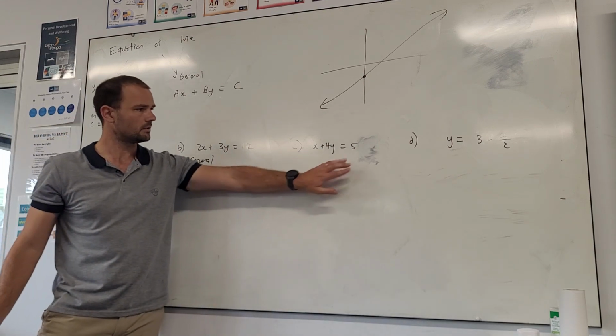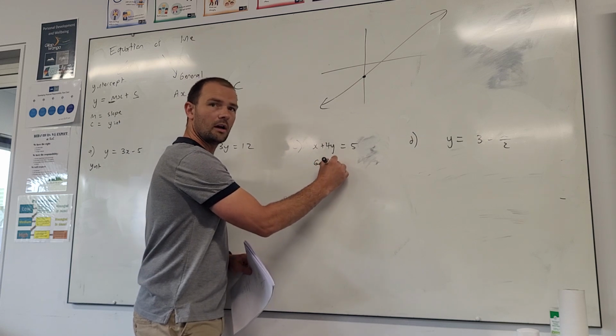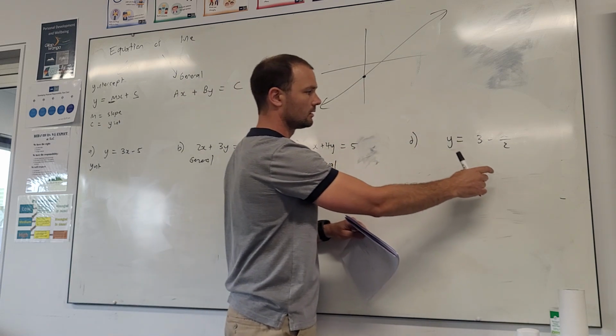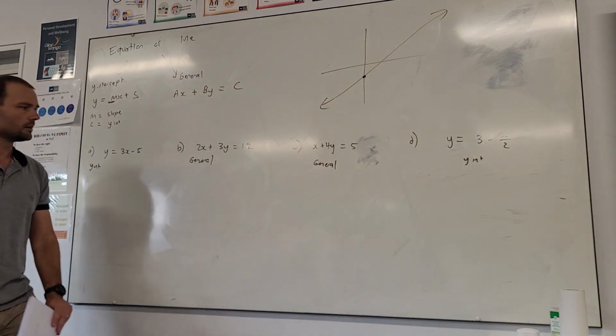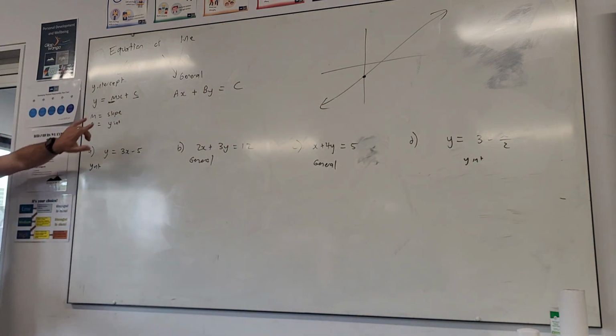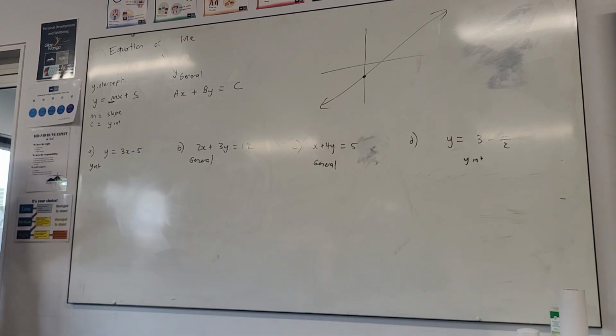Charles, do you want to have a go at C? General. Very good. And last one, Mason. Y-intercept. Very good. Y-intercept form. Okay, so we can just understand it in that regard. Is y by itself or is x and y together? So that's the first thing, identifying which form is presented.